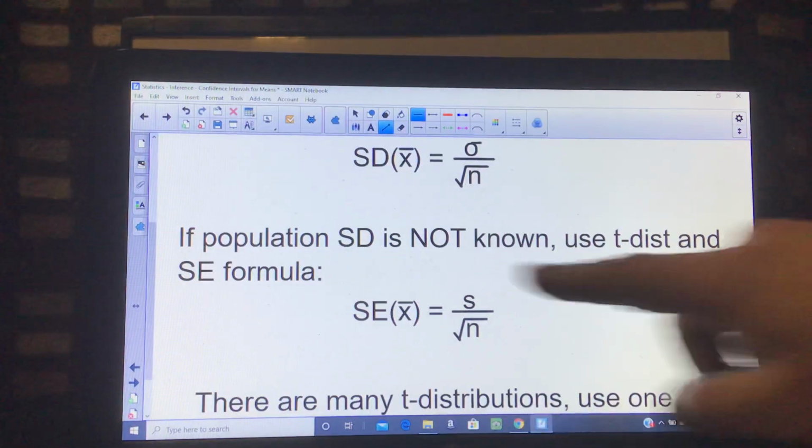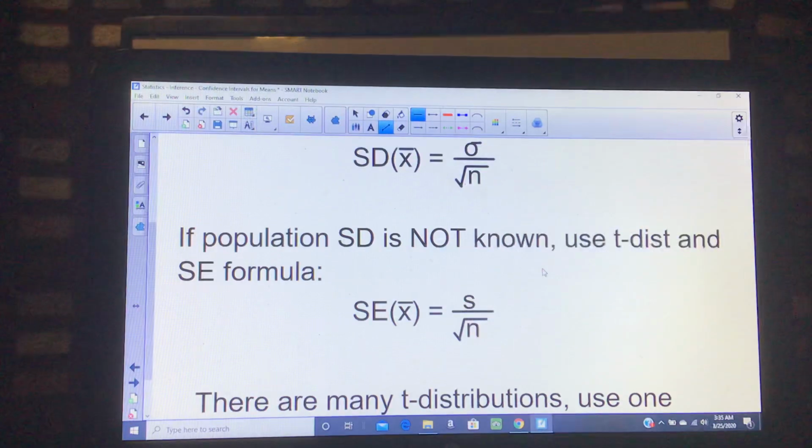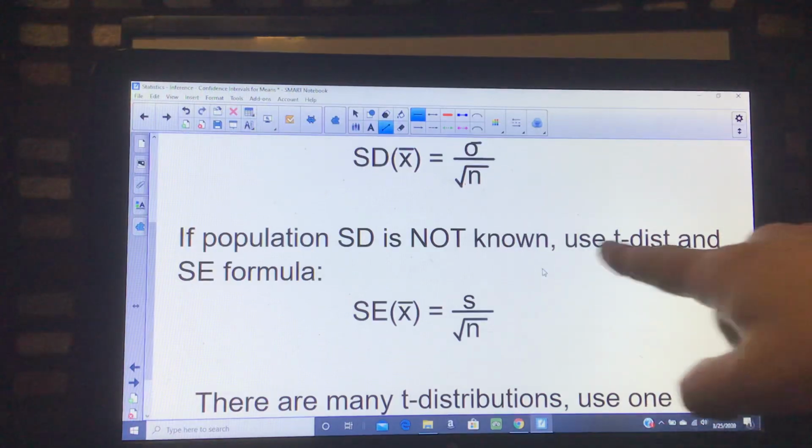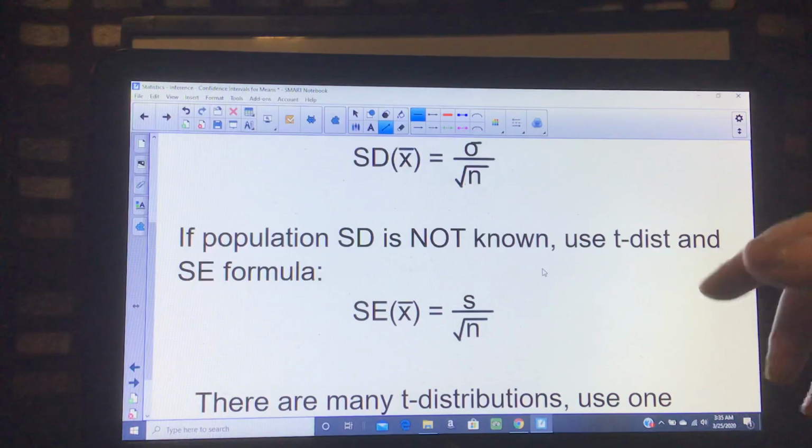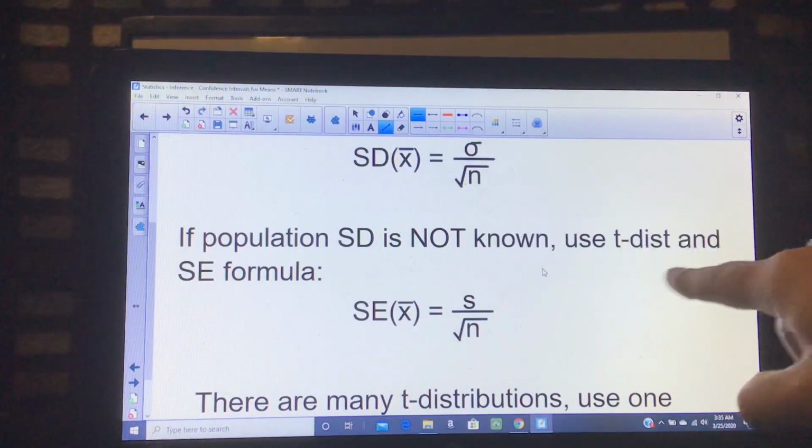What do you do the vast majority of the time? Most of the time, we don't know the population standard deviation. So in my example with the cars, I know the standard deviation for my sample. I don't know the population standard deviation. So if I want to do inference to figure out stuff about the real mean, I have to use a t-distribution of n minus 1, or 23 minus 1, which is 22 degrees of freedom.